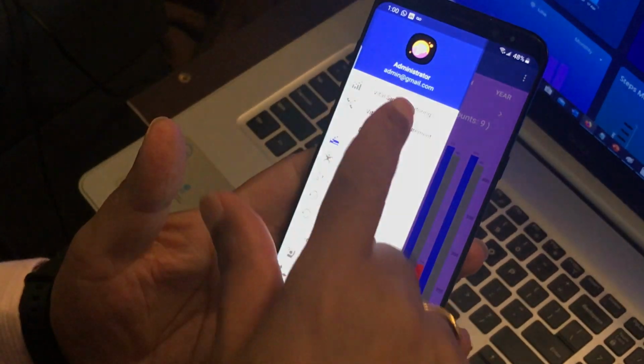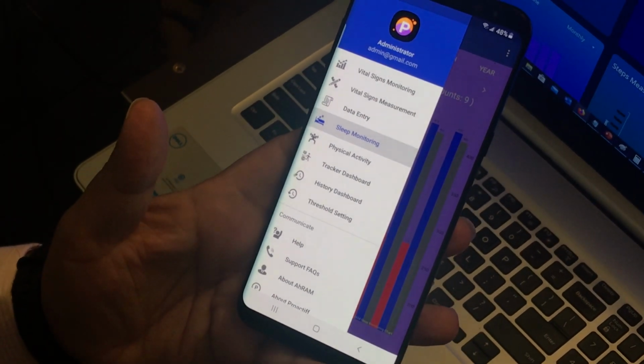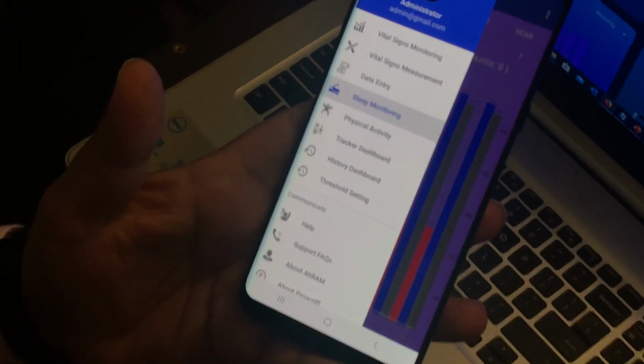Now this underlines the total capabilities of the Proactive device enabled with the RM application app.